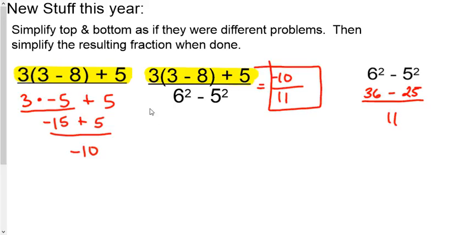So remember, just simplify the top and bottom as if they were different problems. Put them together. After you put them together, if you can simplify that fraction, fantastic. If you can't, don't worry about it. That's your answer.